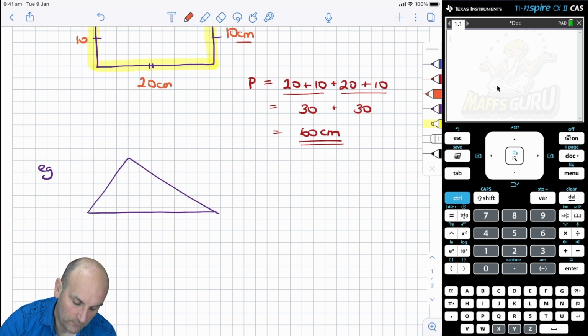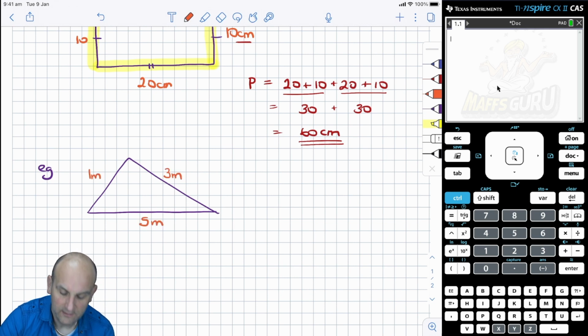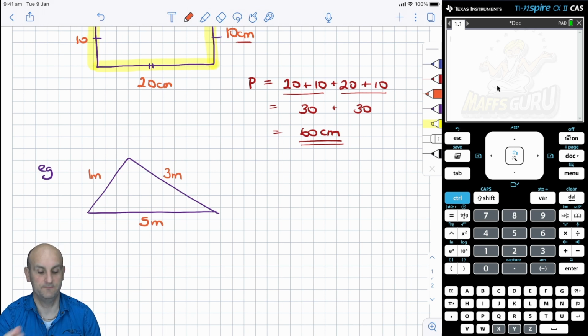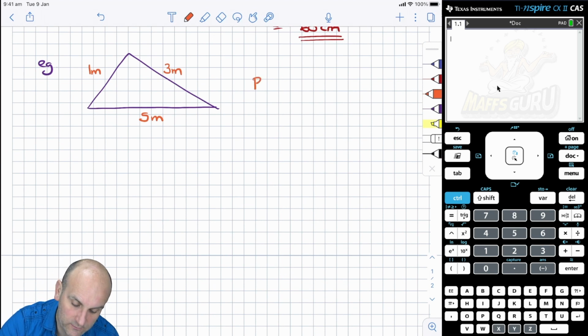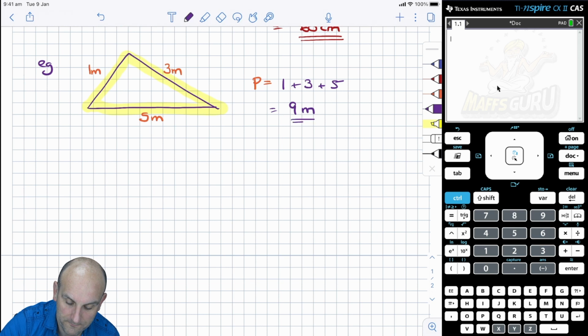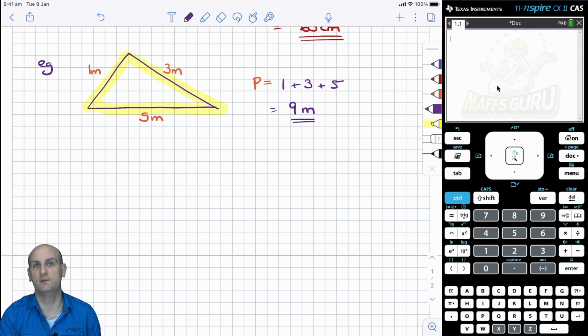If they told me that that was 1 meter, 3 meters, and 5 meters, then do I have all of my distances around? I do indeed. So what I'm going to do is write P equals, and I'm going to start here and go 1 plus 3 plus 5. So 1 plus 3 plus 5 gives me 9, and don't forget my units of meters. And believe it, I can't see anything more complicated than that for basic shapes, right? We'll come back to the circle some other time.